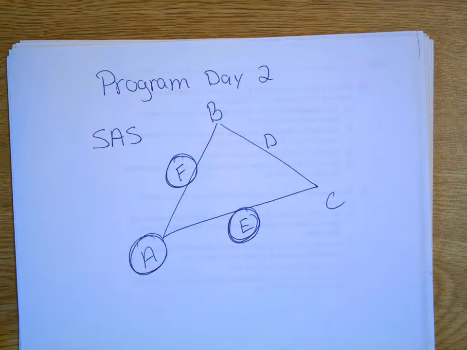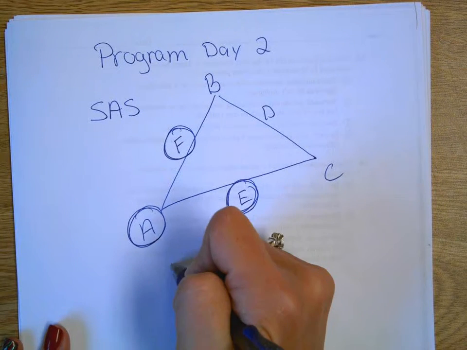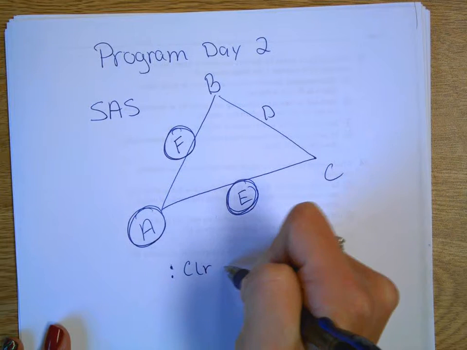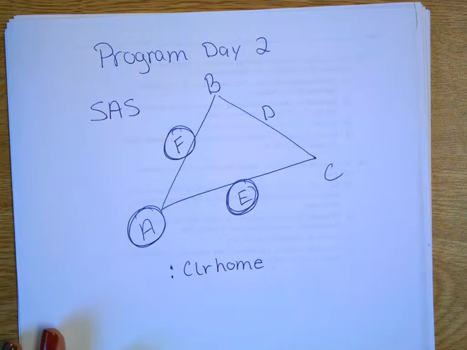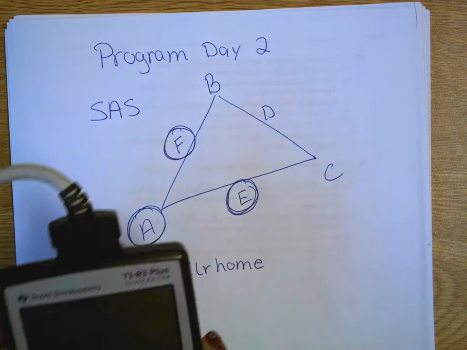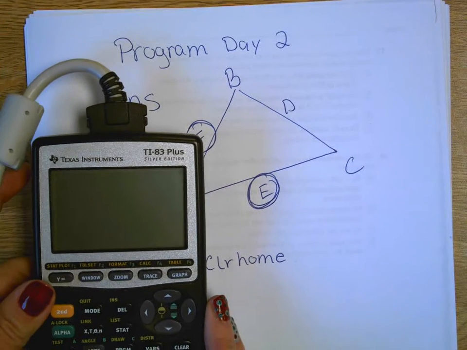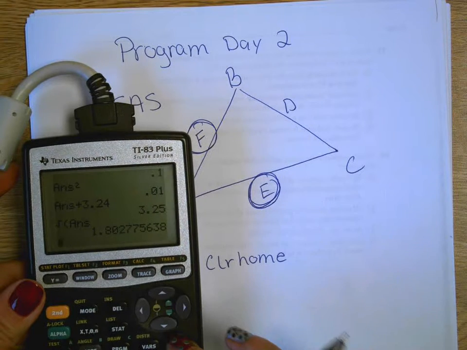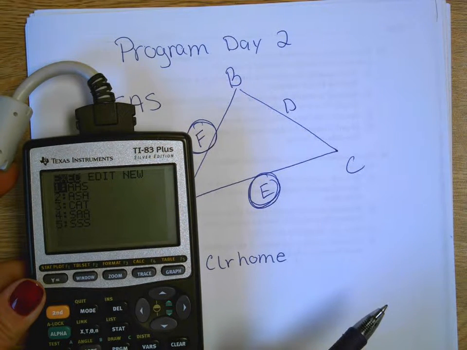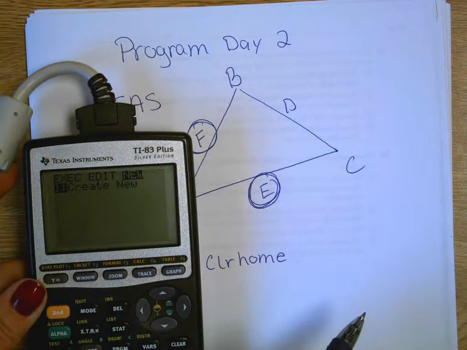Here, let's do the first line. What's my first line? Clear home. All right, and then let's get the calculator going with that much. Okay. And if you weren't here yesterday, I'm not going to go super slow, so I'll help you after this one. So turn it on. Program. Over to new. Create new.